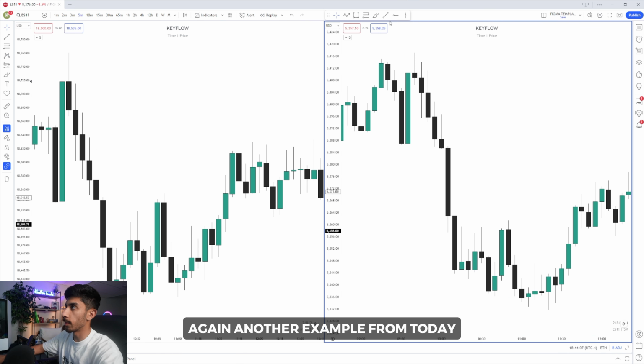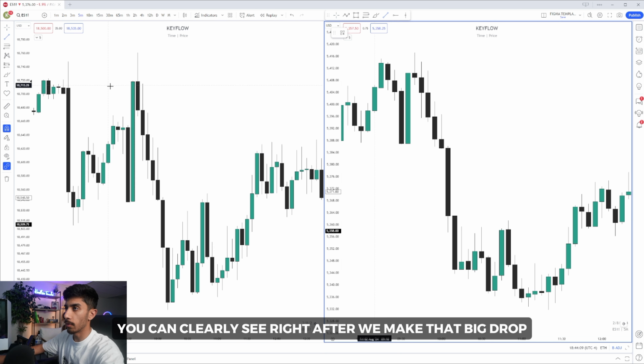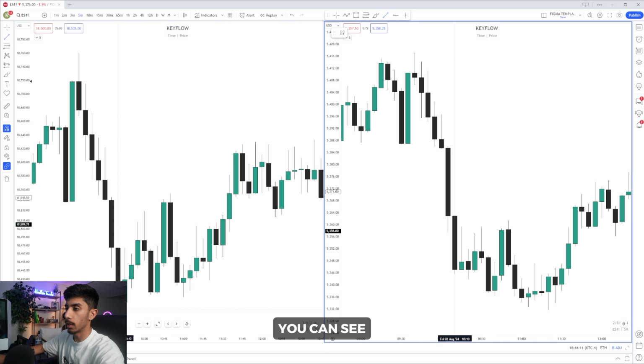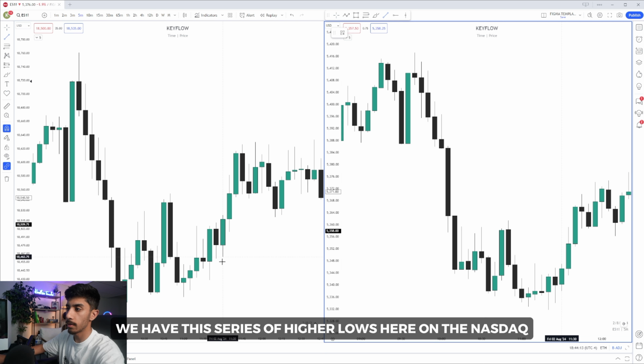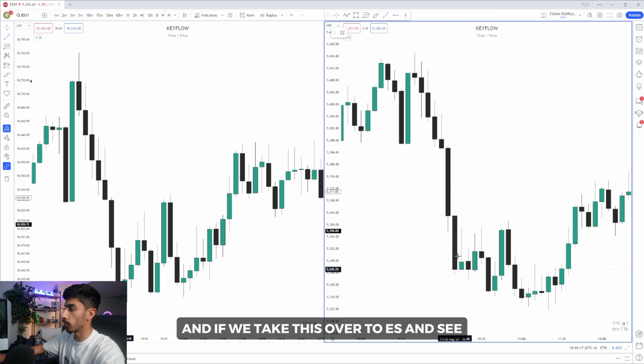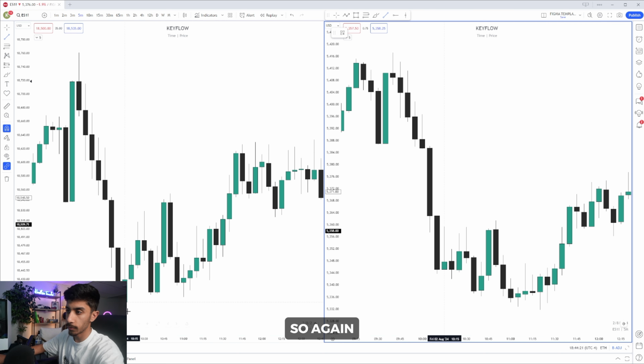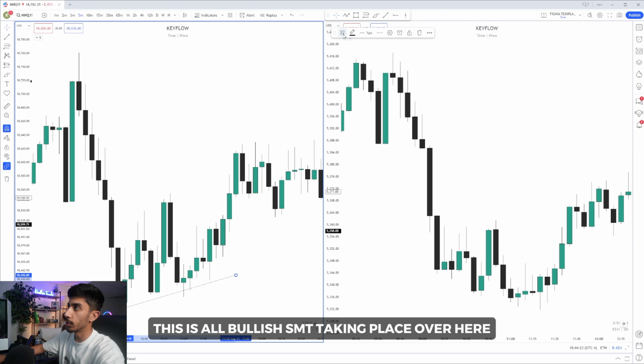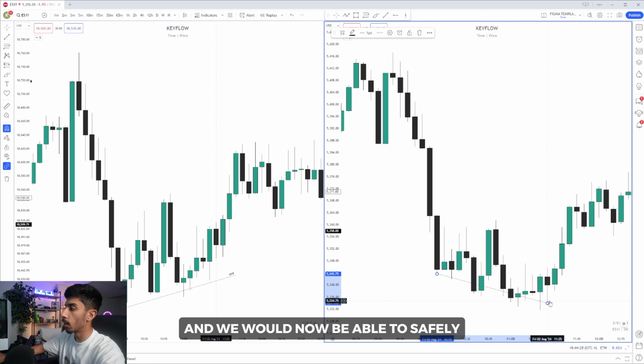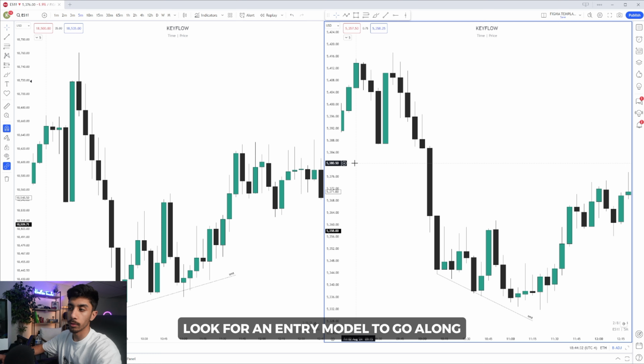Again, another example from today, you can clearly see right after we make that big drop, we have this series of higher lows here on the NASDAQ. And if we take this over to ES, you can see we have a series of lower lows on ES. So again, this is all bullish SMT taking place over here. And we would now be able to safely look for an entry model to go long.